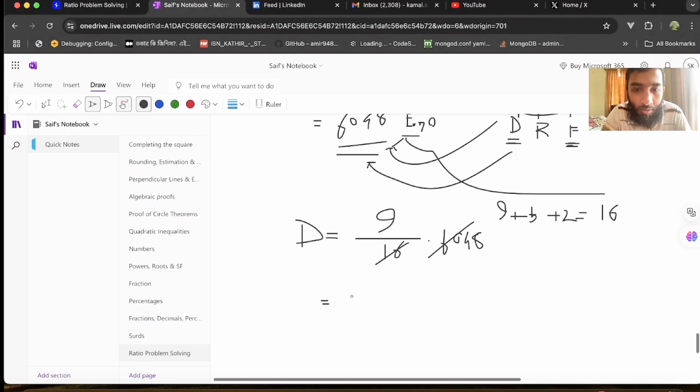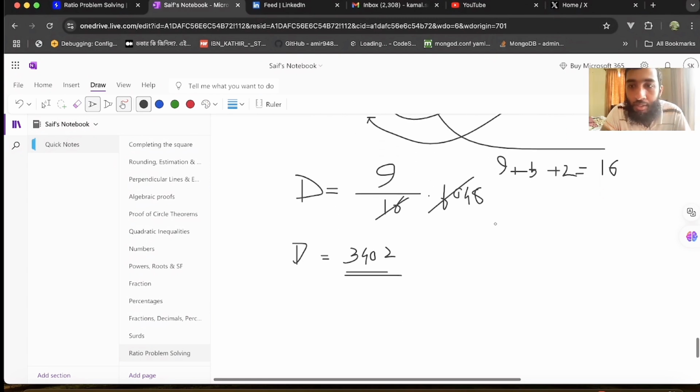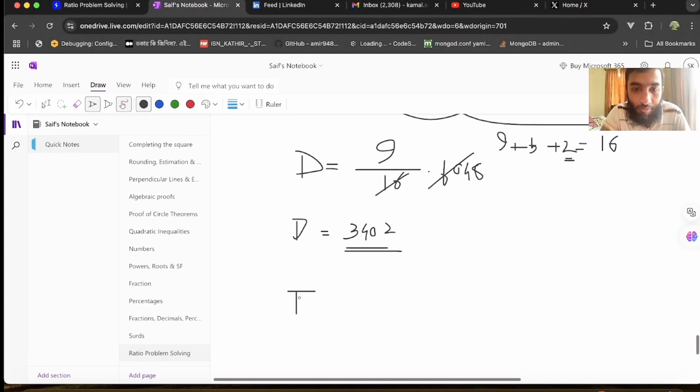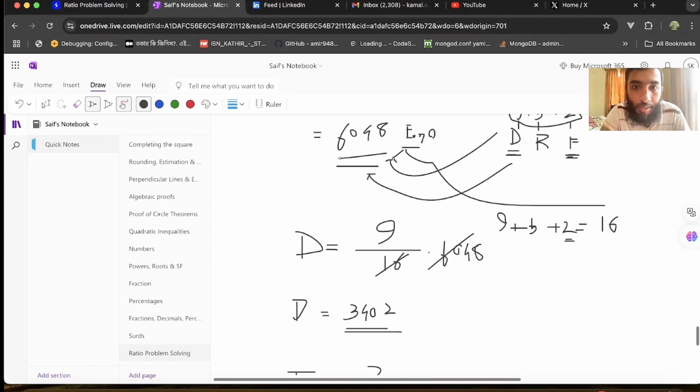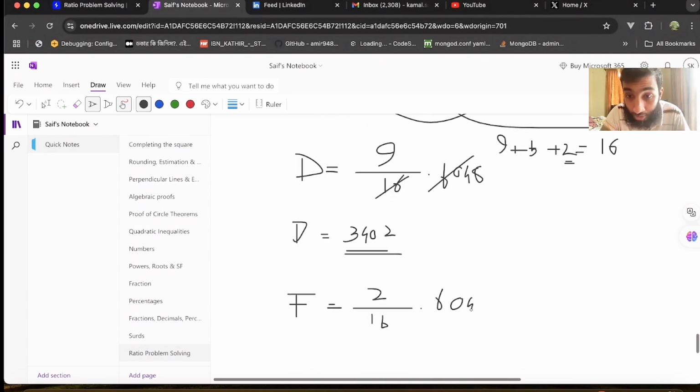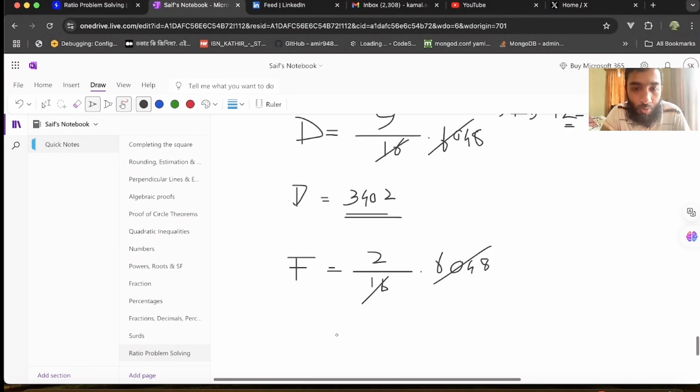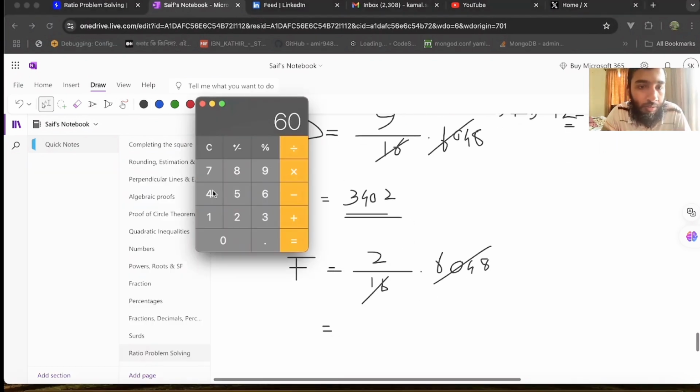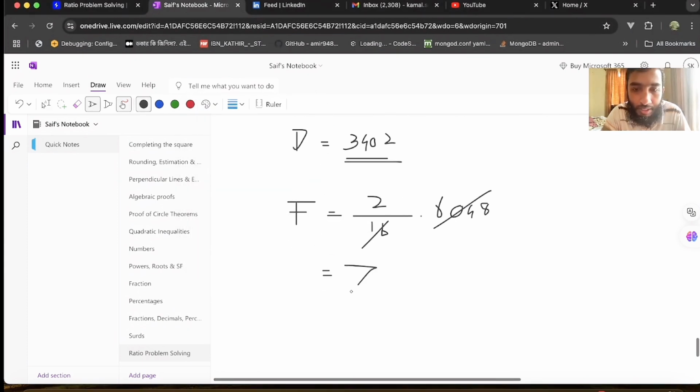So the amount of dollars is 3,402. Okay, and now let's figure out the amount in terms of francs. So the franc conversion was 2 in terms of ratio out of the whole, which is 16, multiplied by the total number, which is 6,048. So if we divide 6,048 by 16 and multiply by 2, we get what? I use my calculator. 6,048 divided by 16 multiplied by 2, we get 756. So 756 is the amount in francs.